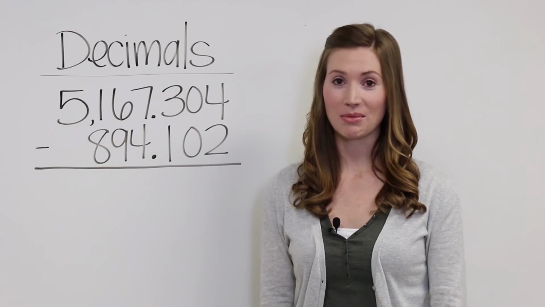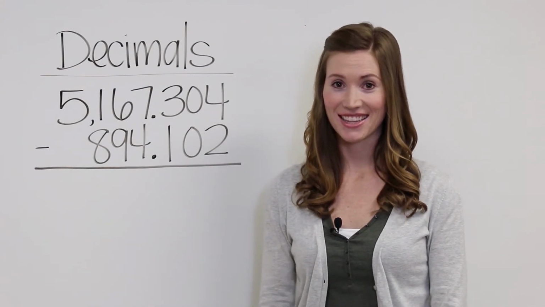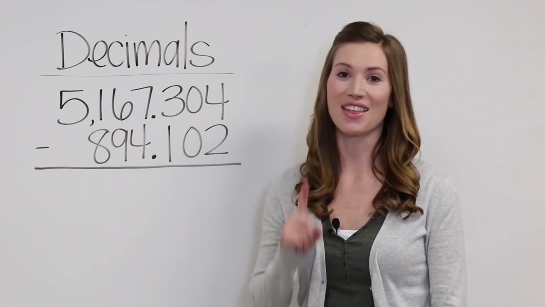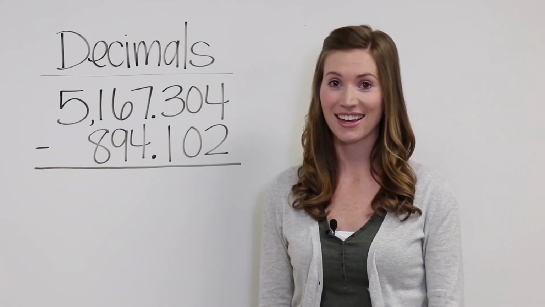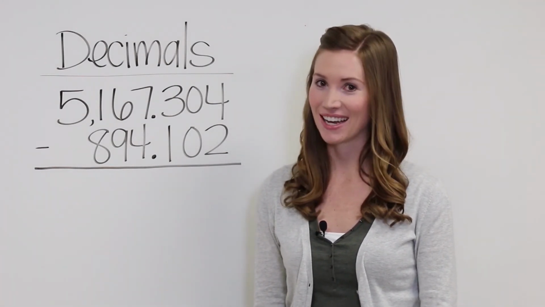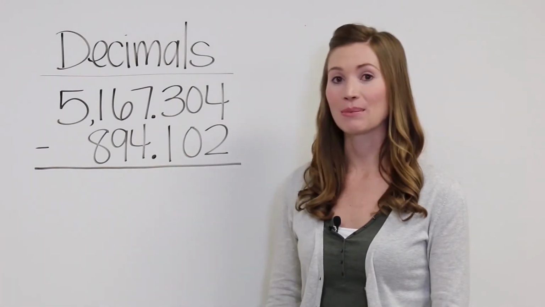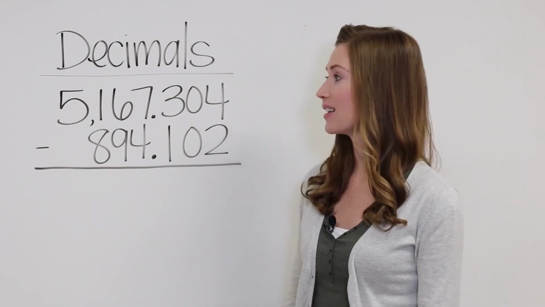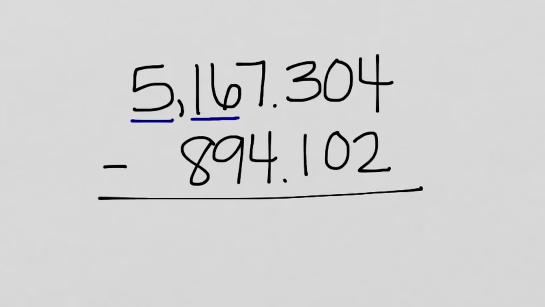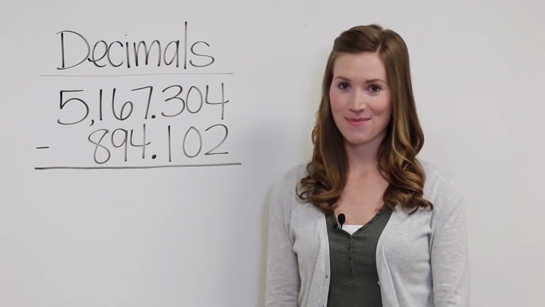You've made it to problem 4. Congratulations. There's only one problem left, and then the bonus word problem with Roxy. Hang in there. We're almost done. Go ahead and read the problem to yourself as I read it aloud. 5,167 and 304 thousandths minus 894 and 102 thousandths. Great job.